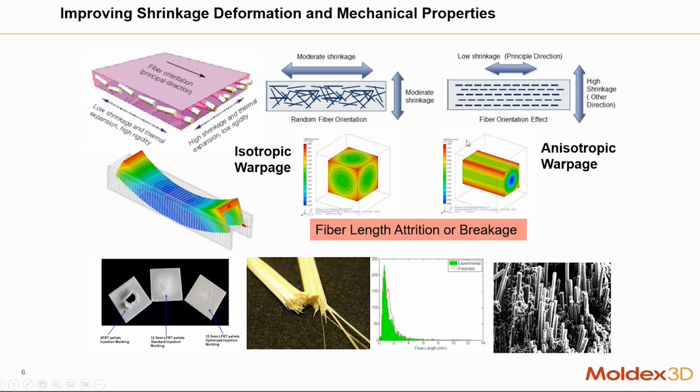And in the middle of your thickness, the fiber will be more random. On the top, on your skin, the fiber will be more oriented, which means when they are more on the flow direction, the shrinkage will be lower compared to your perpendicular direction.